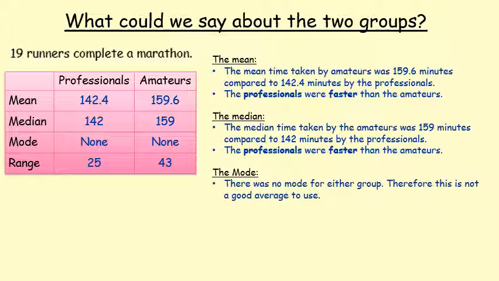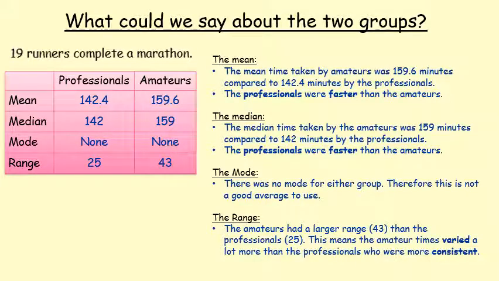Finally, the range. So this is really, really important. The range is not a type of average. It is a measure of consistency within the data. So the range for the professionals was 25 minutes and the range for amateurs was 43. So a higher number implies that that group is less consistent in terms of their times or their data.